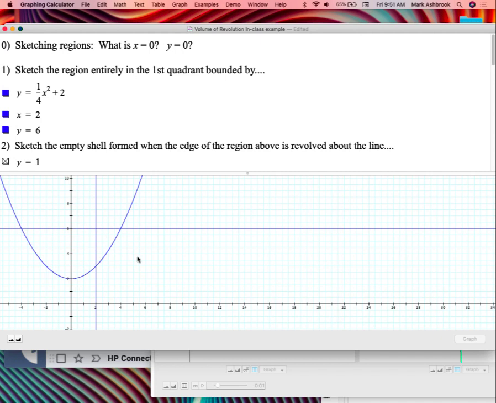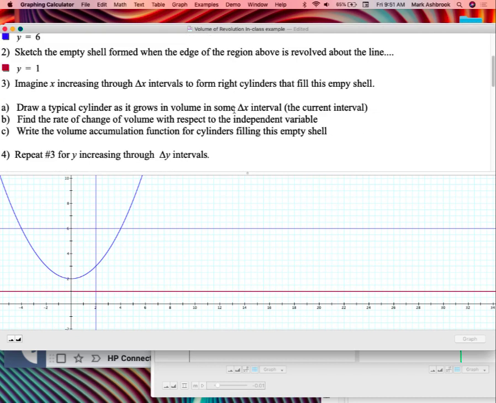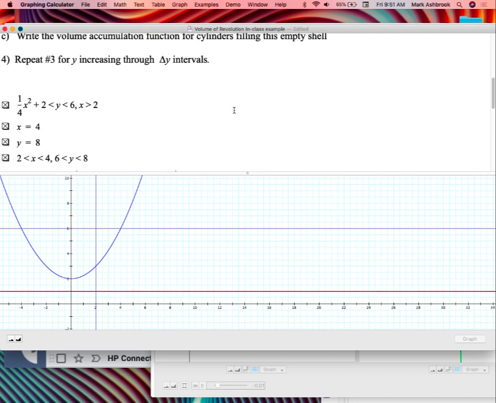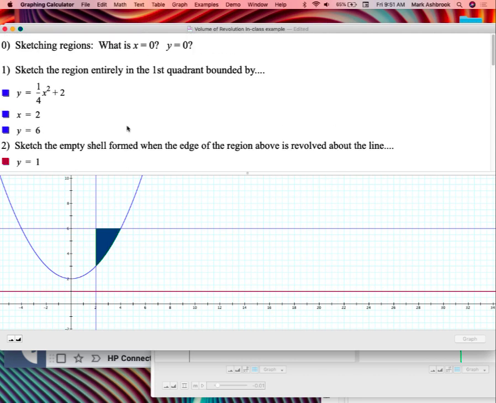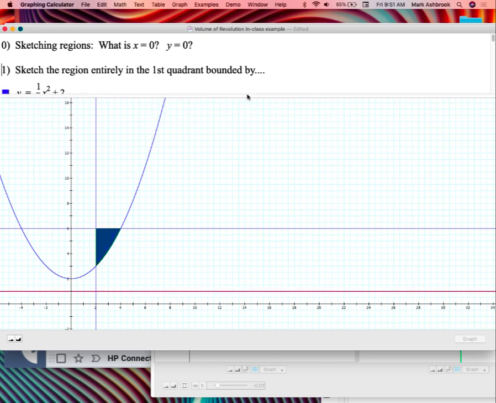Y equals 1. Horizontal line or vertical line? Horizontal. There's our line of rotation. So now, can you draw the empty shell? Let's fill it in here. How about green? There we go. All right. So now, can we draw the empty shell you get when you rotate that thing around y equals 1?